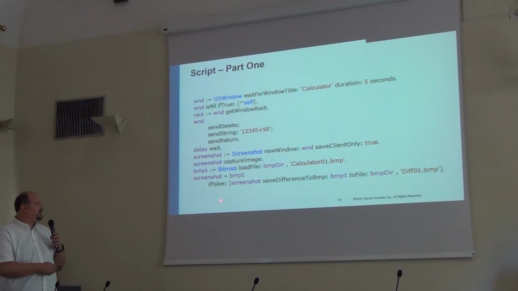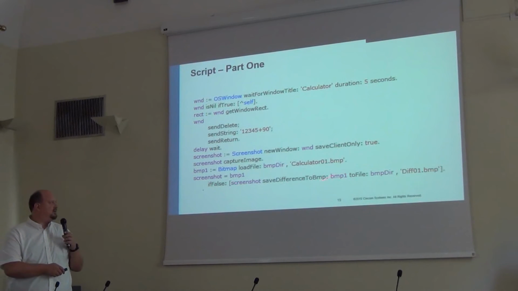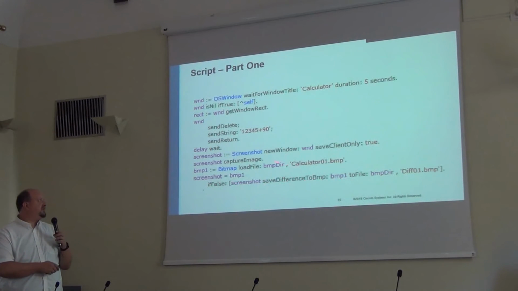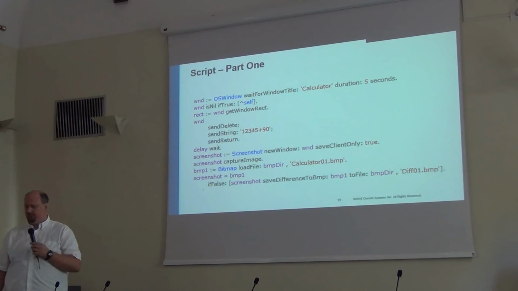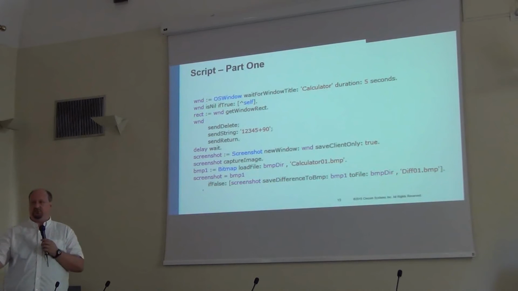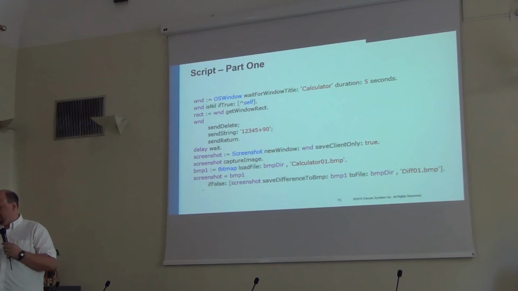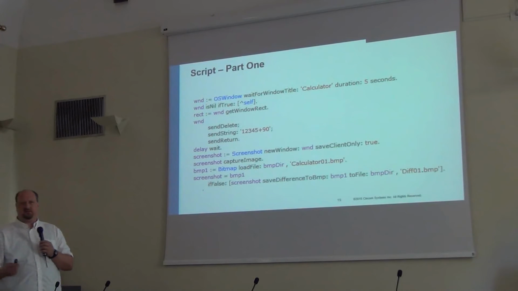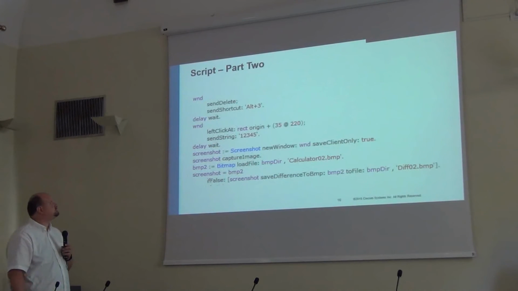If it returns false, what I do is save the difference to a bitmap, the difference to this bitmap that I just loaded, to a file with a diff01 bitmap extension. If something else happens, I could put in an exception, I can put in output to a log file, I can do anything I like. Right now I'm just saving the differences for later use and seeing, are there any differences? If so, what are they?